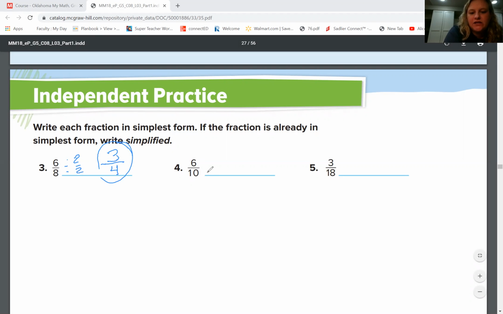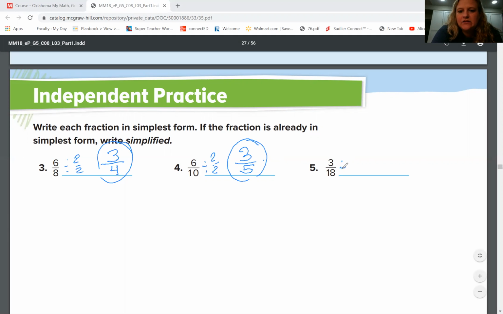6/10, again, even numbers. So I'm going to divide by 2, 2. 6 divided by 2 is 3. Getting ahead of myself. 10 divided by 2 is 5. 1 and 3, 1 and 5. They only share 1, so we're done.